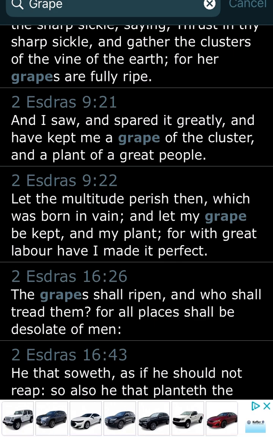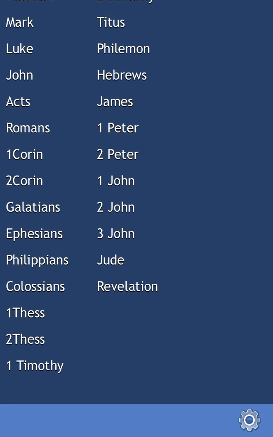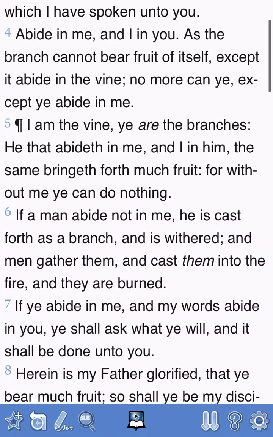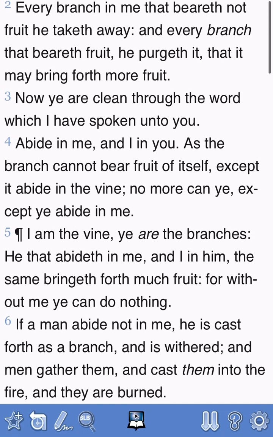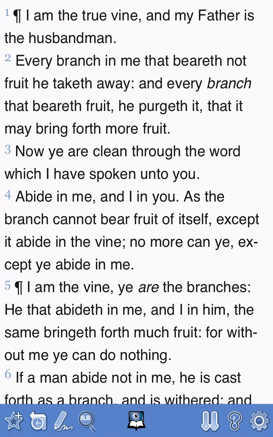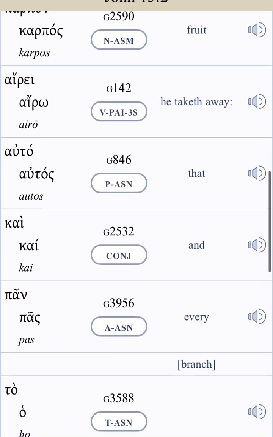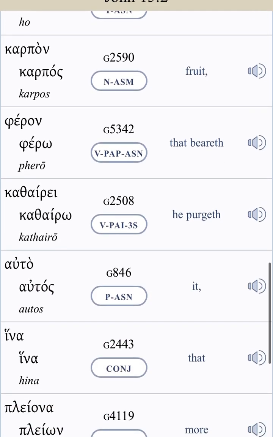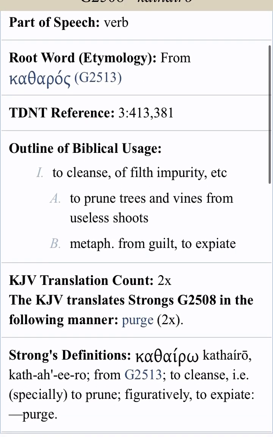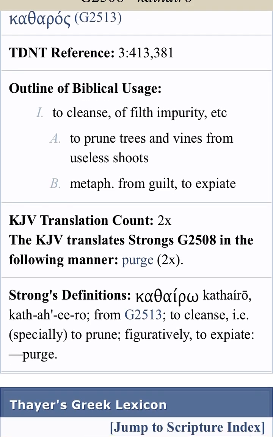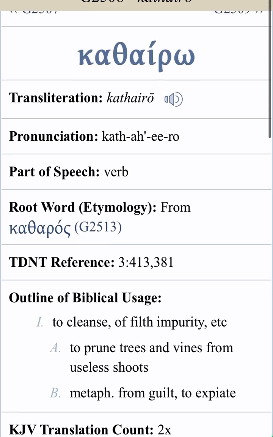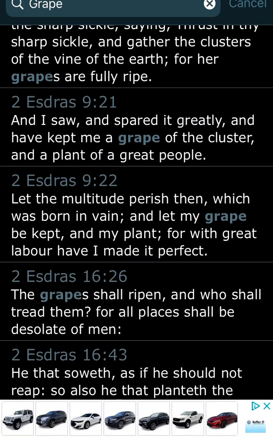You see, so going back to John chapter 15, it was verse 2. It says, every branch in me that beareth not fruit, he taketh away, and every branch that beareth fruit, he purgeth it. All right, that word purgeth goes into essentially to make perfect. All right, it says cleanse. It says prune. It says to expiate, to prune, to cleanse.